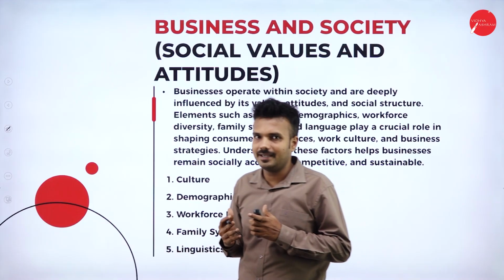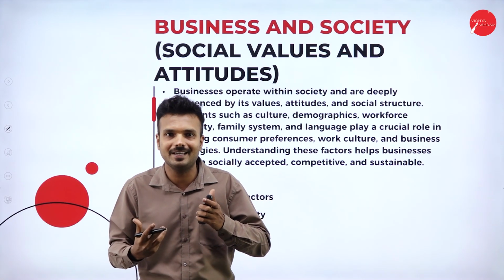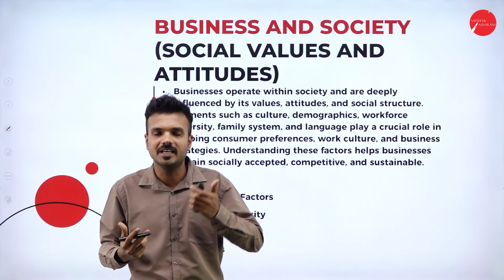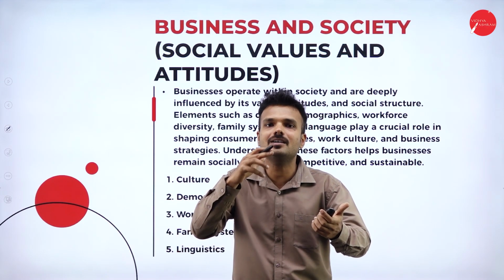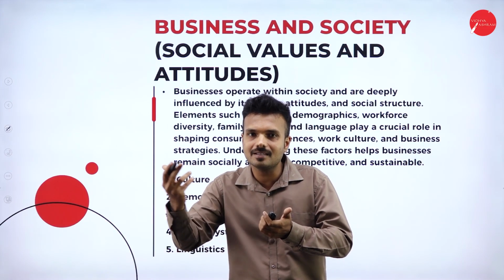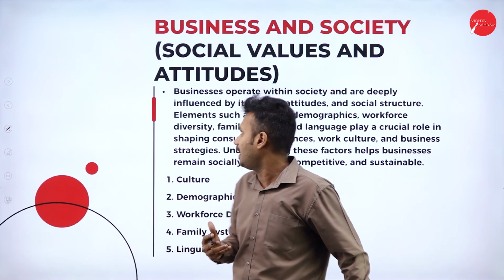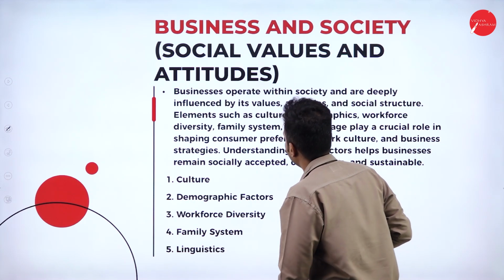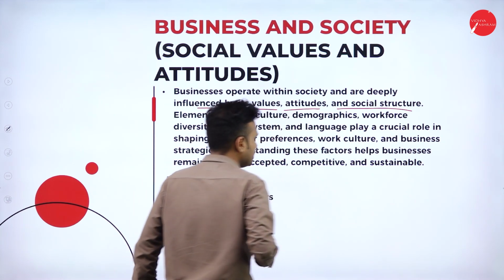Business and society. These are two terms which say two different things. When it comes to a society, it is the external environment. When it comes to a business, it is a legal entity which consists of an internal environment. Two environments together: how exactly this social environment or the societal environment is affecting the business environment. Business operates within a society and is deeply influenced by its values, attitudes and social structure.